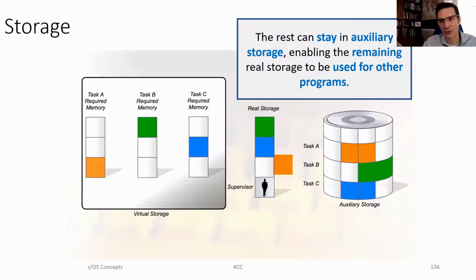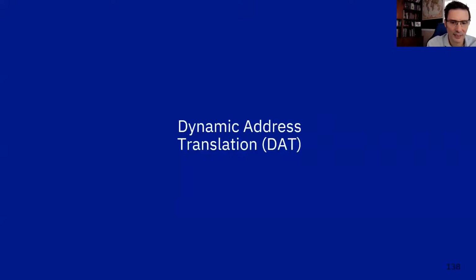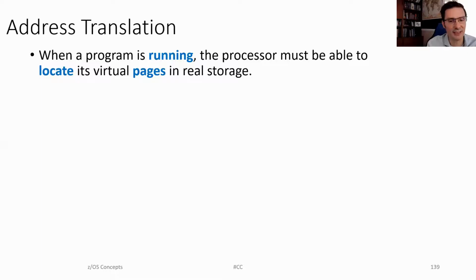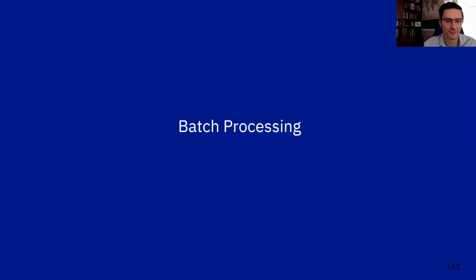And then auxiliary storage, again, is where the data is moved off when not needed. And again, just a couple of terms: pages, frames, and slots represent storage chunks in virtual, real, and auxiliary storage. And dynamic address translation is nothing more than the address translation that happens under the covers that converts virtual addresses into real addresses so that your program can actually run in real storage. It just automatically happens in the background. You don't need to worry about it.